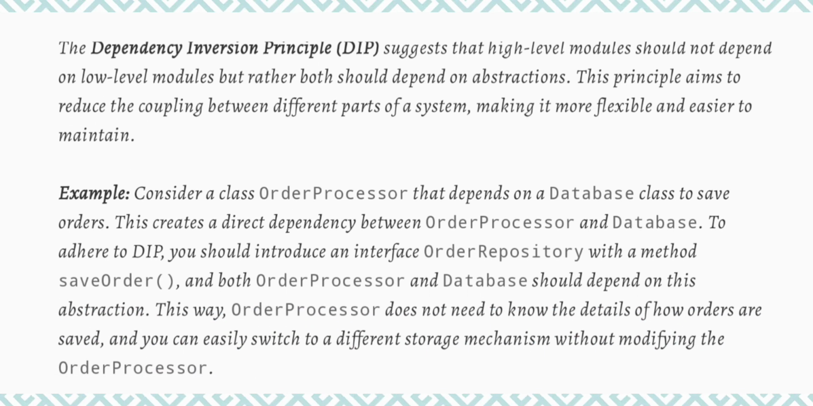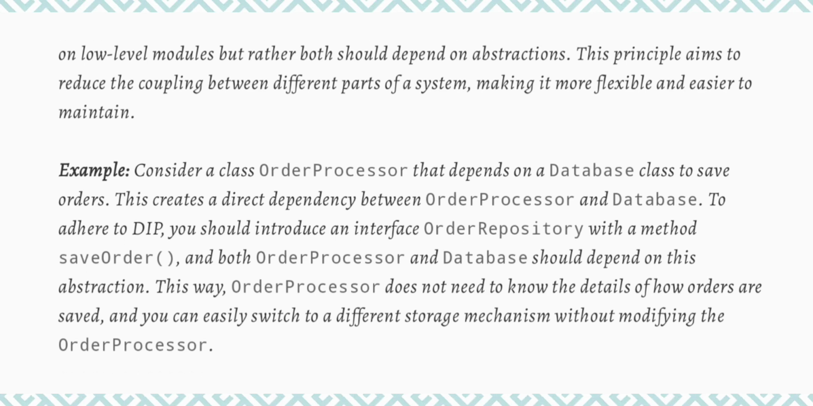Example, consider a class OrderProcessor that depends on a Database class to save orders. This creates a direct dependency between OrderProcessor and Database. To adhere to DIP, you should introduce an interface OrderRepository with a method saveOrder, and both OrderProcessor and Database should depend on this abstraction. This way, OrderProcessor does not need to know the details of how orders are saved, and you can easily switch to a different storage mechanism without modifying the OrderProcessor.